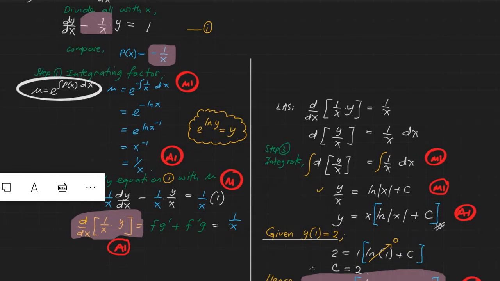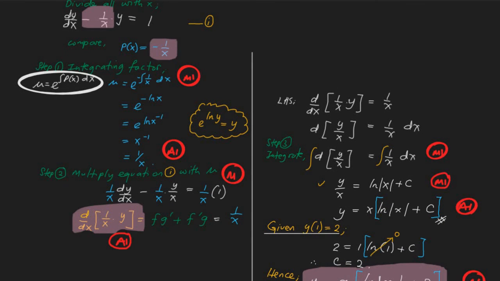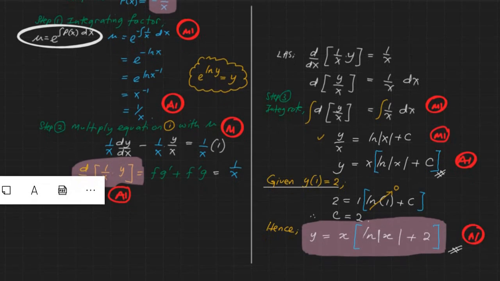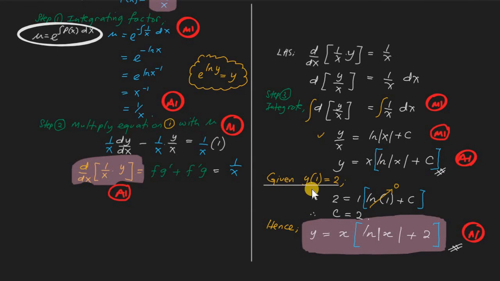Since the question gave us the initial value, a condition such that when x is 1, y is 2, hence you are able to solve for your C and give a final answer there. So how many marks does this question carry? This question carries 8 marks.